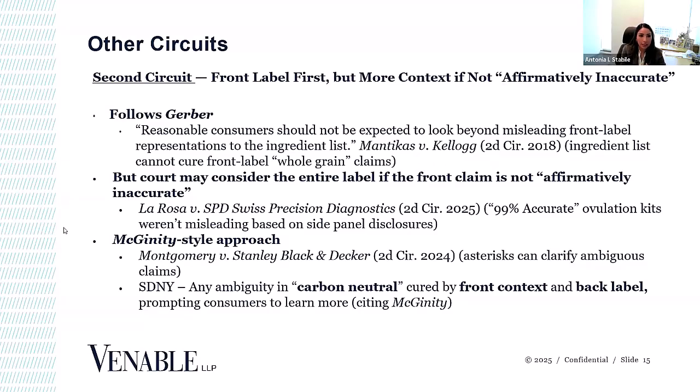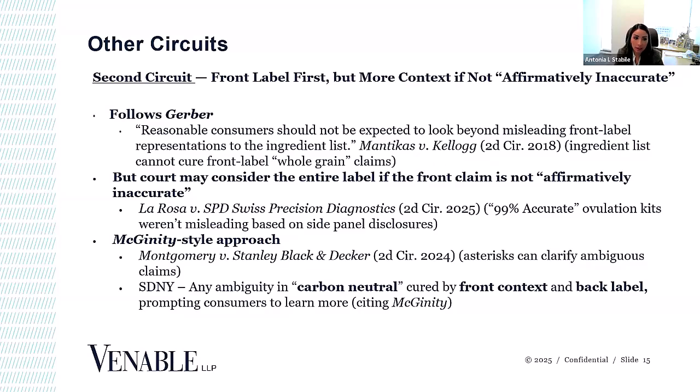So again, the affirmatively inaccurate standard, just a quick example in the La Rosa case that involved an ovulation test that said it was 99% accurate. The plaintiff said that was misleading because the tests didn't actually test for ovulation. They tested for surges in the consumer's luteal hormone. And the court looked at that language, 99% accurate ovulation test, and said, well, that's not 100% wrong, so it looks to the side panels, the back panels, which disclosed that the test was testing for this luteal hormone and not actual ovulation. And that's how the court determined that that claim was not misleading.